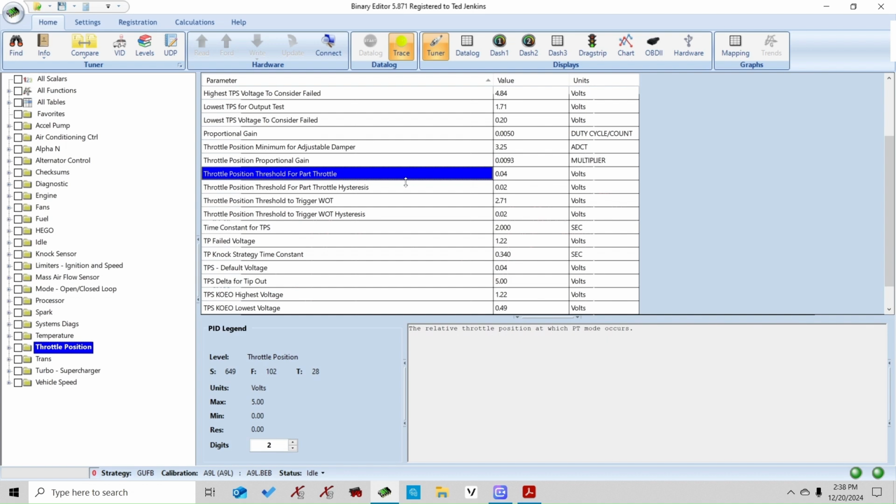Part throttle, that's the part throttle breakpoint there. Very, very small.